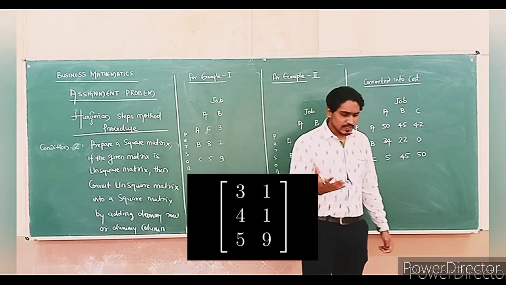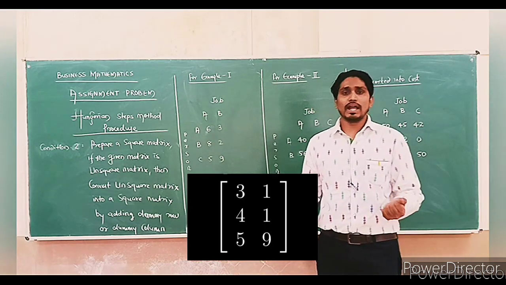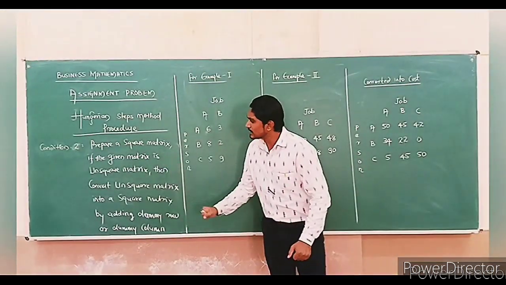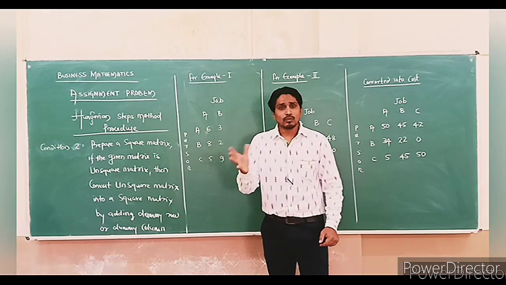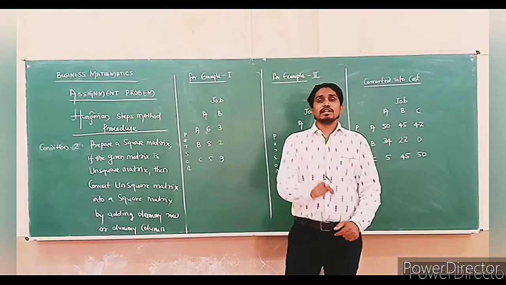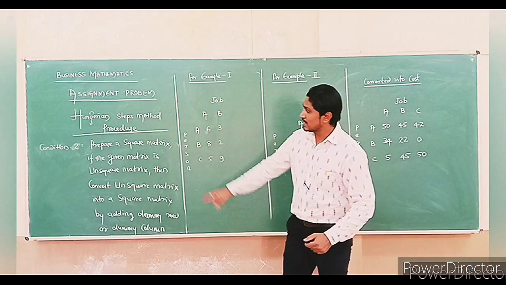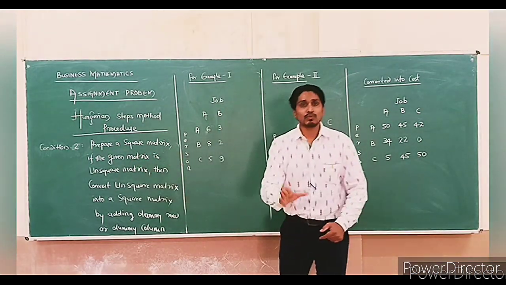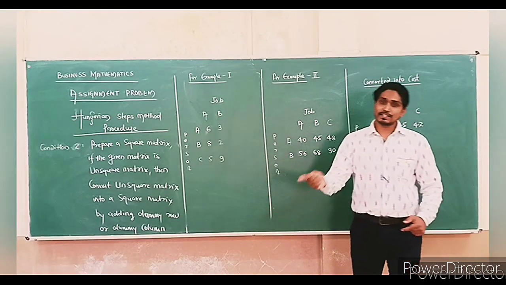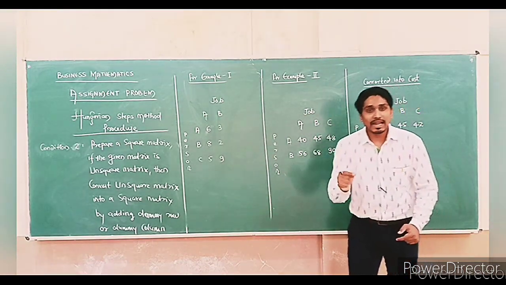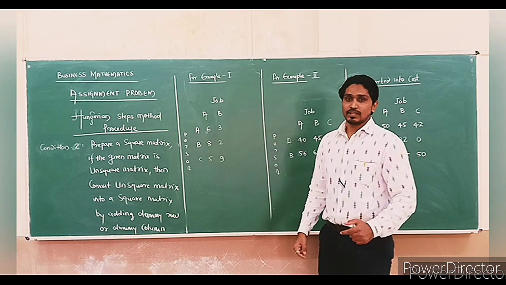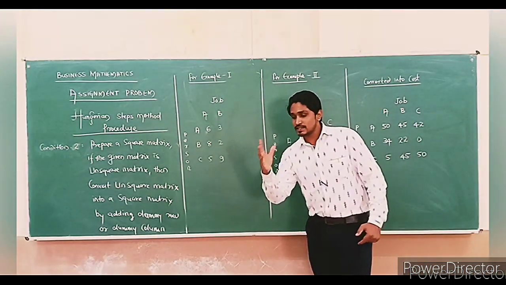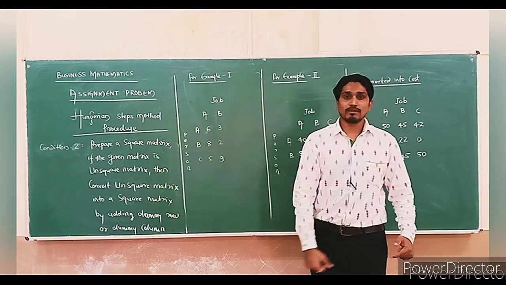Suppose the given matrix is not square, or unsquared. We cannot proceed, because condition number 2 clearly says to convert an unsquared matrix into a square matrix. See here, prepare a square matrix. If the given matrix is unsquared, convert it into a square matrix by adding a dummy row or dummy column. I will now explain the conversion of an unsquared matrix into a square matrix.